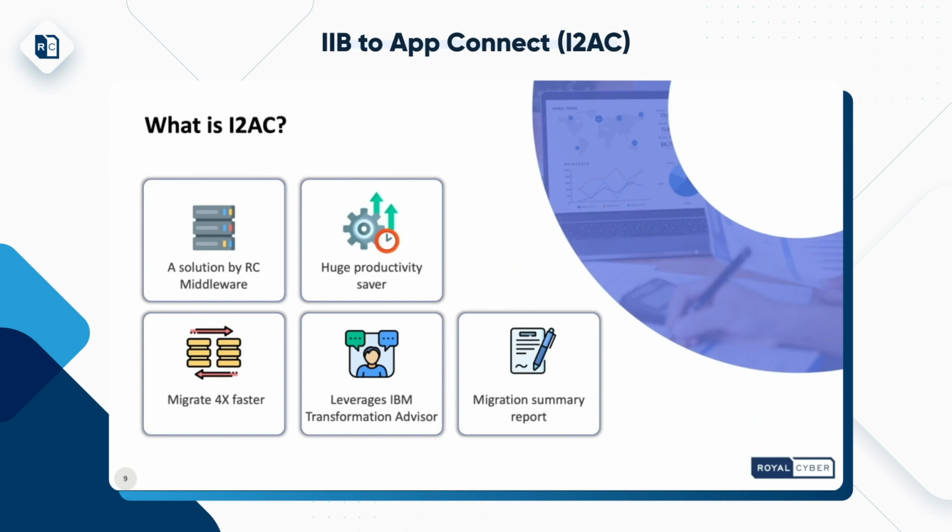Okay, so what is I2AC? I2AC stands for IBM to App Connect. This is an accelerator developed by the Royal Cyber team to fast track the completion of ACE migration projects. It is a very simple yet powerful utility which simplifies the whole migration process, resulting in huge productivity savings for the team to the tune of nearly 4x.